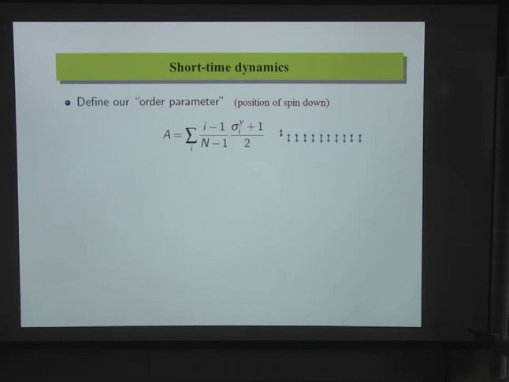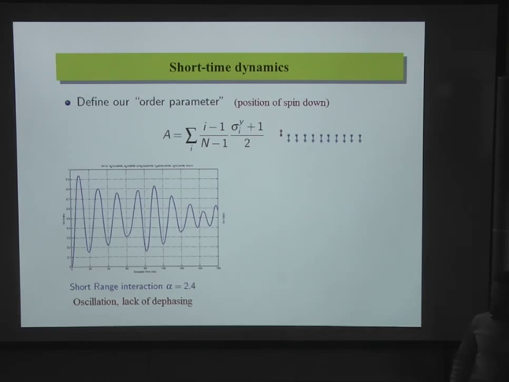And to show the dynamics, we define one effective order parameter. This order parameter is basically the position of these spin-down atoms. So the position of the spin-down atoms at the beginning is at the left side, and we normalize that, and we call that position 0. And then when it moves to the right side, we call that position 1. So it changes between 0 and 1. Then when you look at the dynamics, this is from some numeric calculation. At the beginning, you are at the left side, so it starts with 0. And this is for the short range interaction, when this alpha is about 2.4, it's an effectively short range interaction.